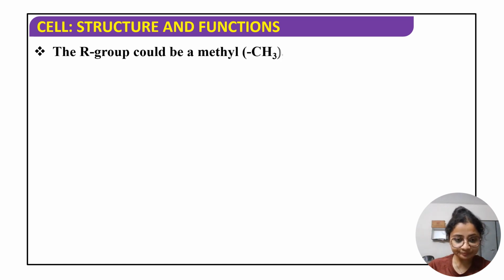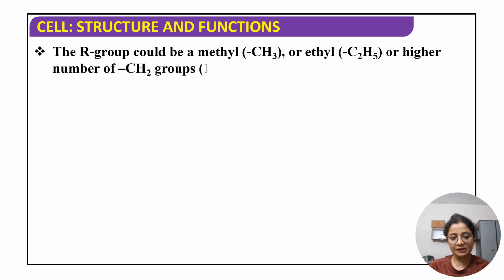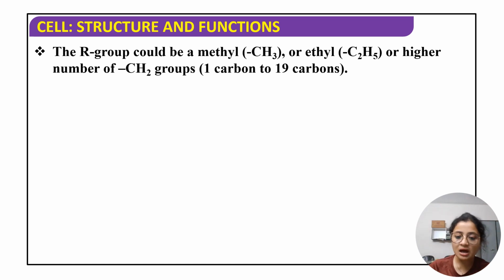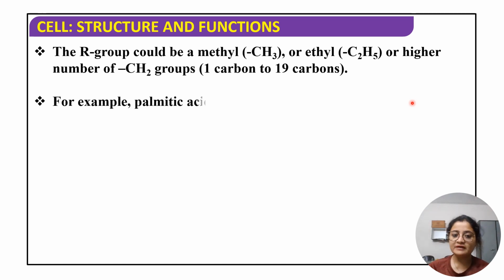Moving forward, the R group that is present in the fatty acid, ठीक जैसे amino acid में भी R group था, just like that in the fatty acid also we have the R group. But this R group can be of what types? It can be either a methyl group or an ethyl group or a higher number of CH2 groups. Okay, 1 carbon to 19 carbons. So total we can have max up to 19 carbons in a particular fatty acid chain.